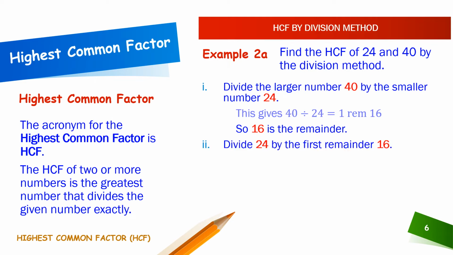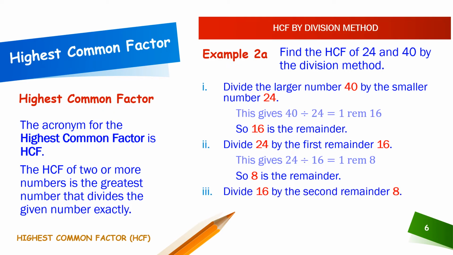Divide 24 by the first remainder 16. This gives 24 divided by 16 equals 1, remainder 8. So 8 is the remainder. Divide 16 by the second remainder, 8. This gives 16 divided by 8 equals 2, remainder 0. So 0 is the remainder. The last divisor, 8, is the highest common factor of 40 and 24.